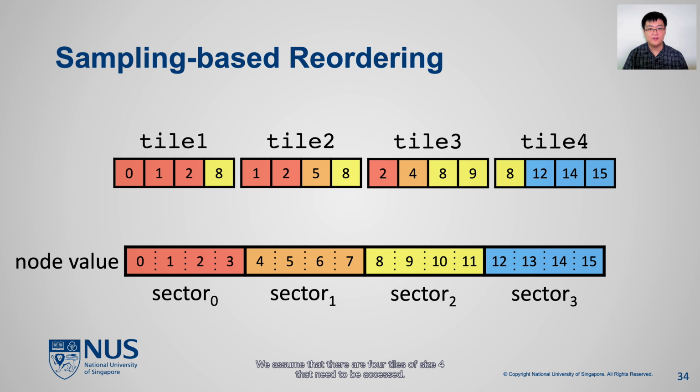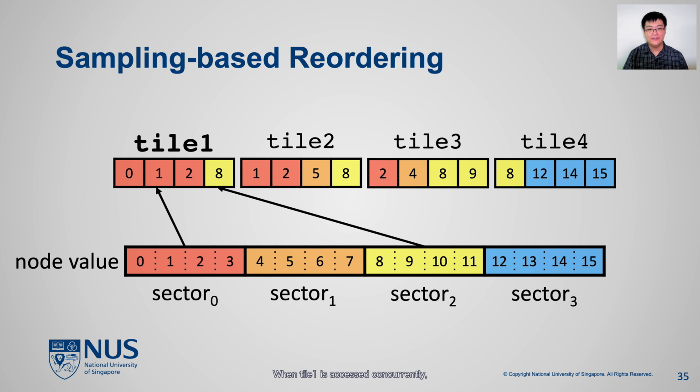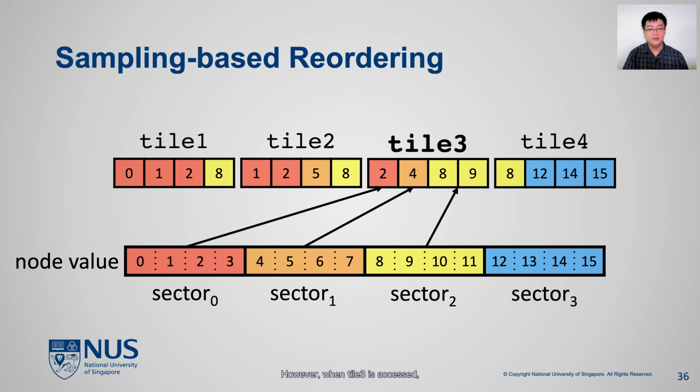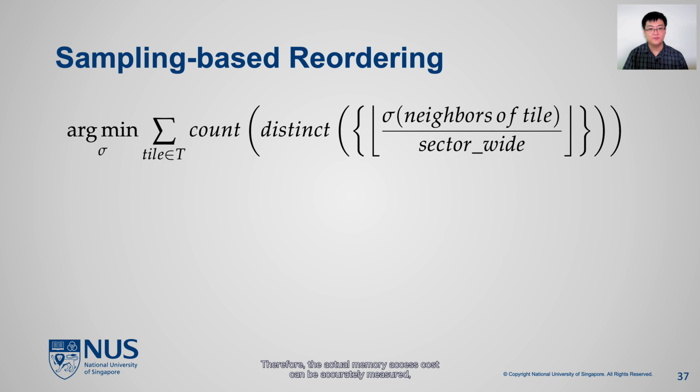We assume that there are 4 tiles of size 4 that need to be accessed, and a memory sector can store 4 neighbors' values. When tile 1 is accessed concurrently, the required data is in 2 different memory sectors. So although only 4 neighbors are required, 8 neighbors are actually loaded. However, when tile 3 is accessed, data of 3 sectors, or 12 neighbors, are actually loaded, although only 4 of them are needed. Therefore, the actual memory access cost can be accurately measured as shown in the formula.